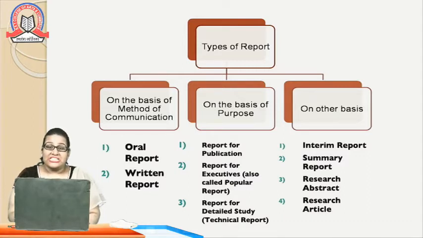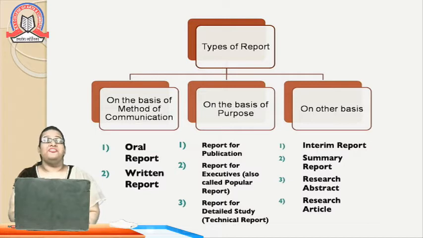Then the last one is research article. Whenever we have to submit our research report in any newspaper or magazine, we have to prepare our research report in the form of an article. It is a kind of short summary report prepared in the form of an article, so the readers can easily read and understand what research we are conducting and why we are conducting that research. So it is prepared like a newspaper article, or in a journal or magazine, in summary form.